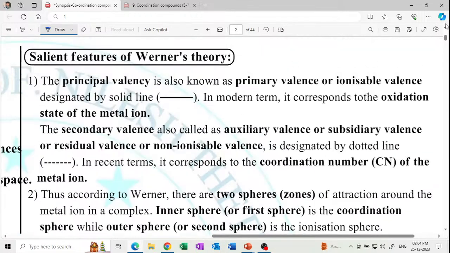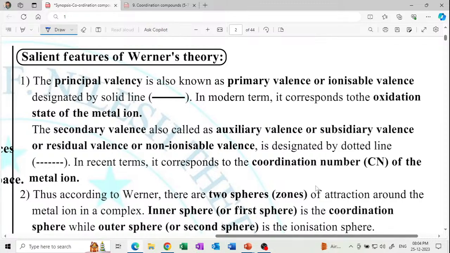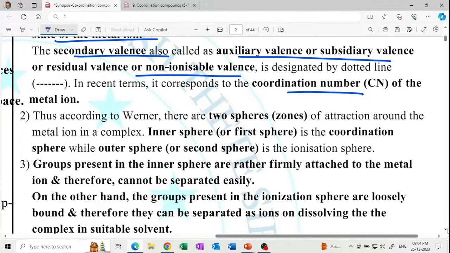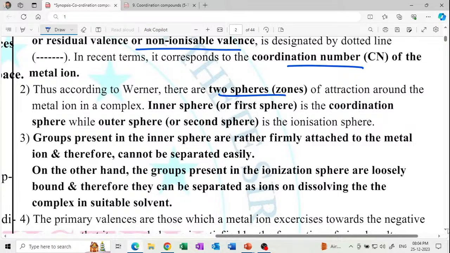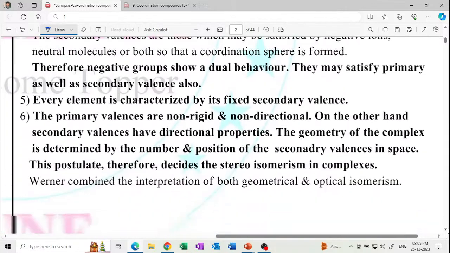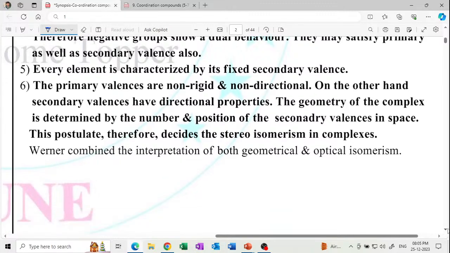याच्यानंतर सायलेंट फीचर्स तुम्हाला नोट करायला लागतात. फीचर्स, सायलेंट फीचर्स ऑफ द वर्नर थेरी. प्रायमरी व्हॅलन्सी अनऑक्झिलरी व्हॅलन्सी. ही कॅल्क्युलेट द ऑक्सिडेशन स्टेट. सेकंडरी व्हॅलन्सी ऑक्सिलरी व्हॅलन्सी म्हणतात त्याला. नॉन आयनायझेबल व्हॅलन्सी. इट इज डिटरमाइन द कोऑर्डिनेशन नंबर. गेट इट? अँड सो देर इज अ टू स्पियर्स. एक इनर स्पियर असणार आहे आणि आउटर स्पियर, कोऑर्डिनेशन अँड द आयनायझेशन स्पियर्स. गेट इट? तर ओके, दीज आर द पॉइंट्स. बस बाकी काय नाही यामध्ये. एवढे जर लिहिले तरी ठीक आहे, सफिशियंट आहे.